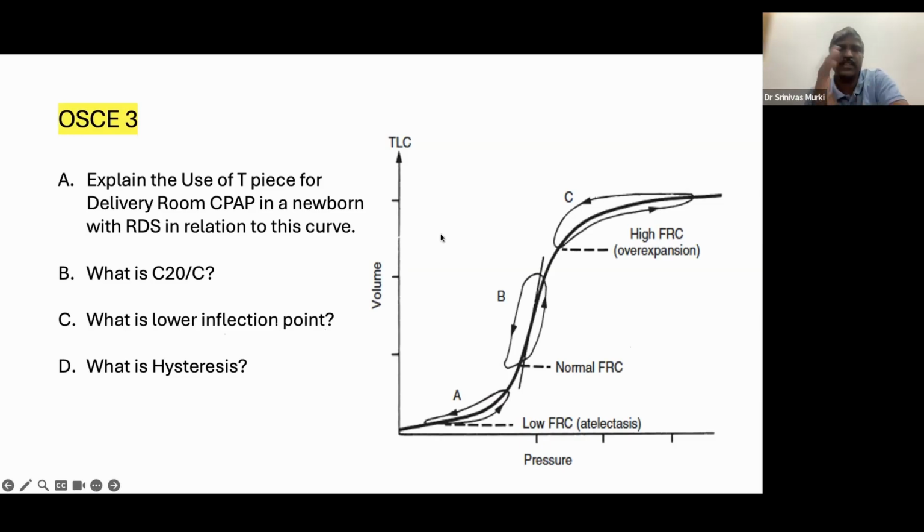So why is the curve like this? Obviously, this is the inspiratory and this is the expiratory. So for the same pressure, with pressure on the x-axis, you see that the volume is lower here compared to the volume here. Okay.